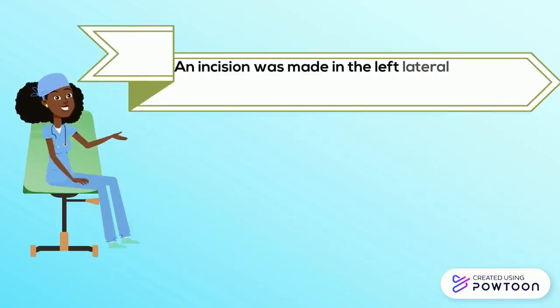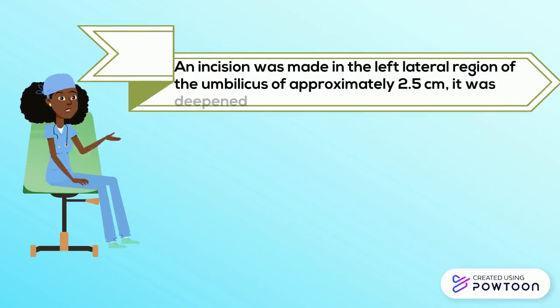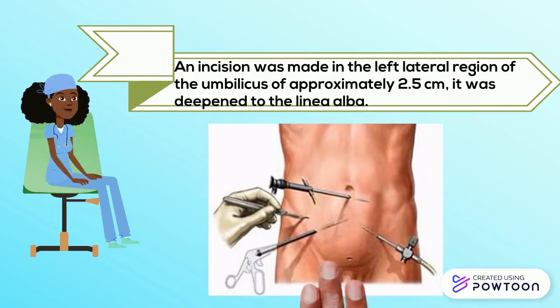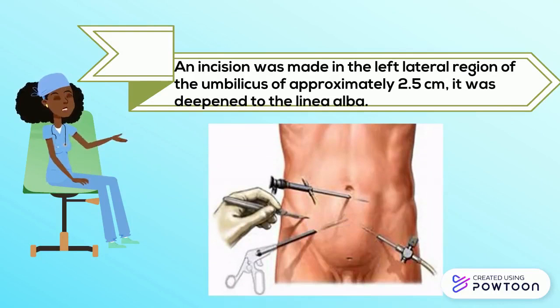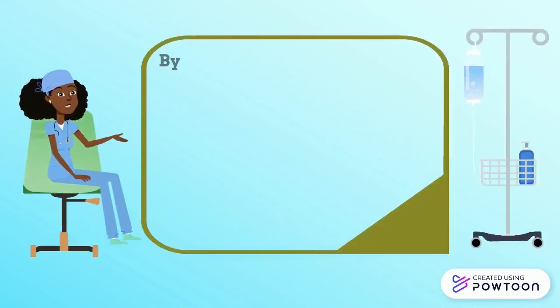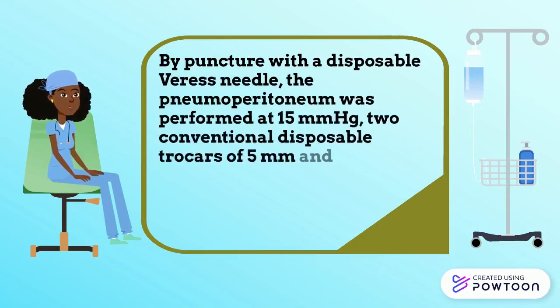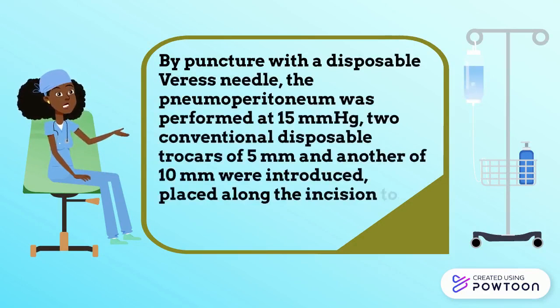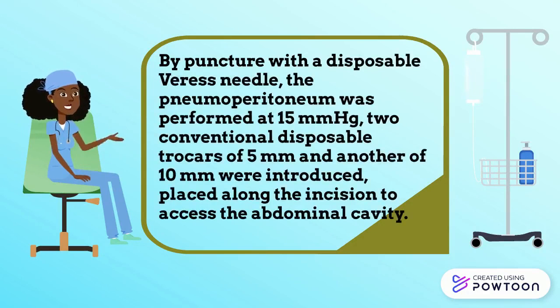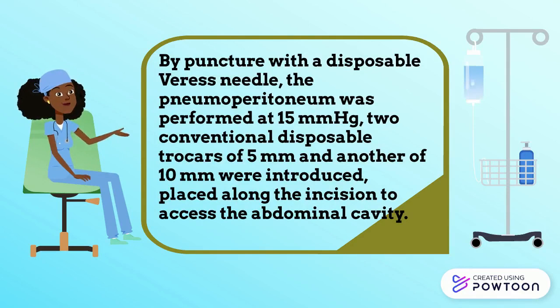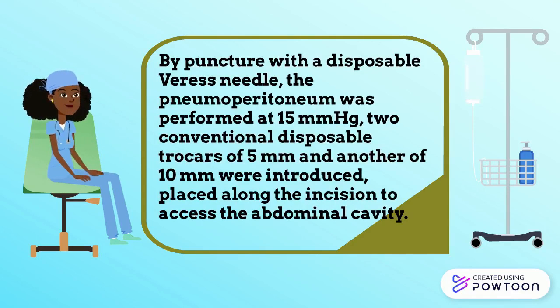An incision was made in the left lateral region of the umbilicus of approximately 2.5 centimeters. It was deepened to the linea alba. By puncture with a disposable Veress needle, the pneumoperitoneum was performed at 15 mmHg, and 2 conventional disposable trocars, one of 5 mm and another of 10 mm, were introduced, placed along the incision to access the abdominal cavity.